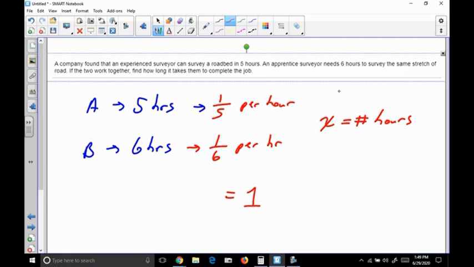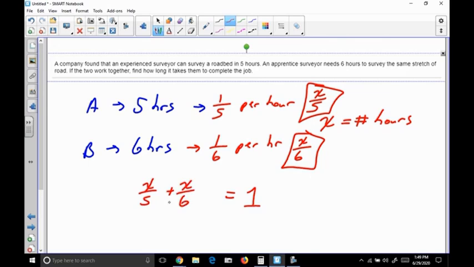So we do x times 1/5, or x over 5, and x times 1/6, or x over 6. This is going to tell us how much of the job each person does. So again, for example, if they worked for 3 hours, this person would do 1/5 3 times, or 3/5. This person would do 1/6 3 times, or 3/6. So when we add the work from the first person plus the work from the second person, we need that to total 1.